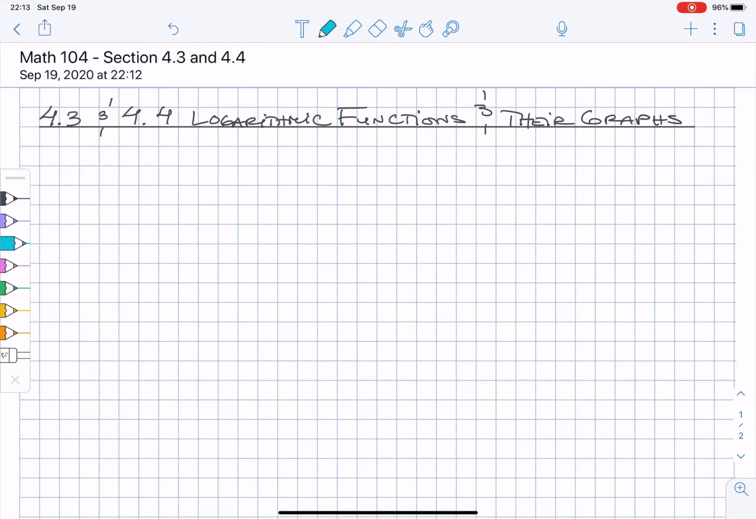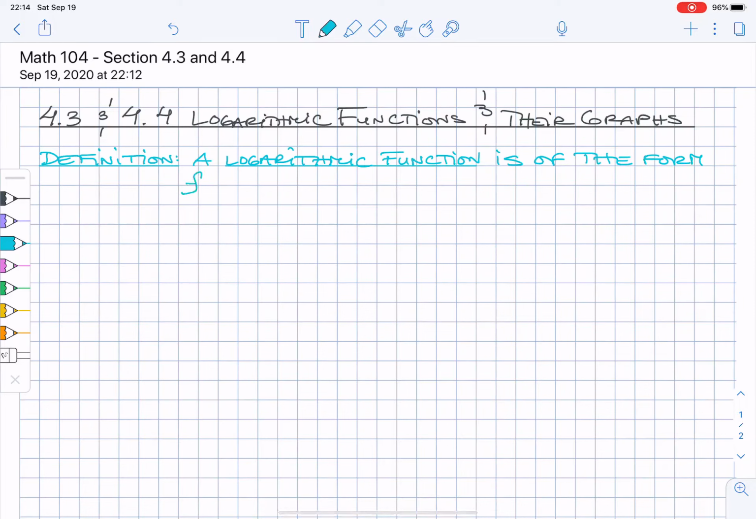Okay, so definition. A logarithmic function, that's what we're defining, is of the form f of x is equal to log, with a subscript a, and then an x.